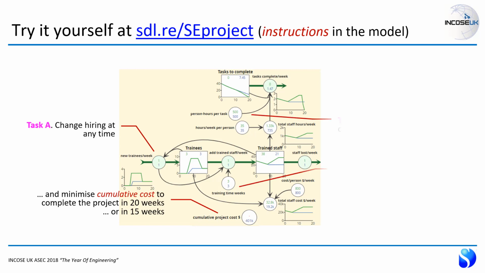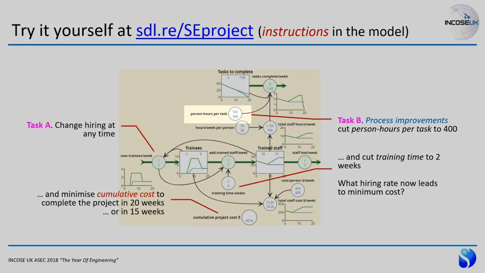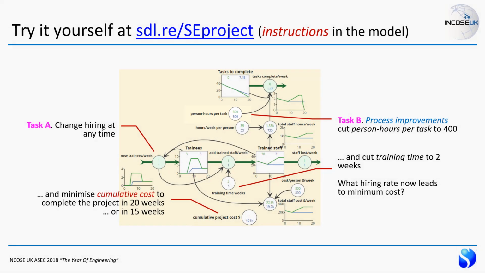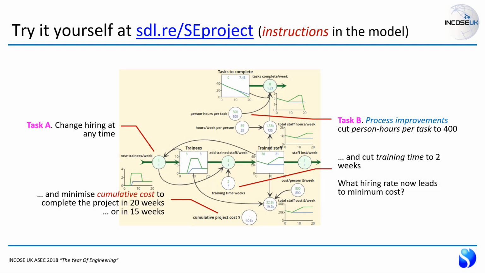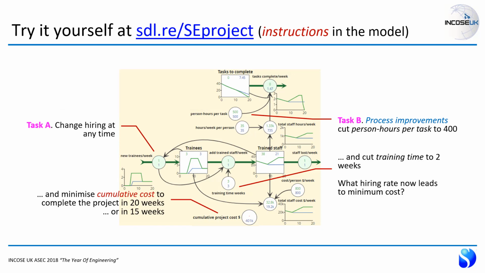Second task you might try is, let's do some process improvements here. You can just manually change this number of person hours per task from 500 to 400 or 350 or whatever you think might be realistic. Or you could reduce the training time. Maybe it only takes 2 weeks to train people instead of 3 if you improve your training process. And then repeat the challenge. So can you hit the project completion deadline at minimum cost with these process improvements, and what does that do to the cost of getting it done?